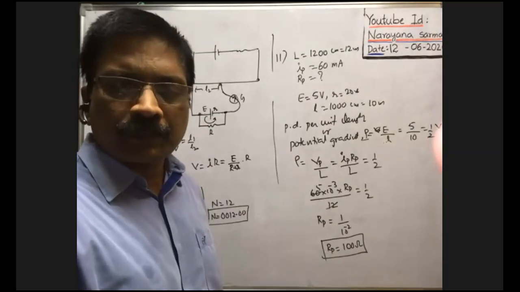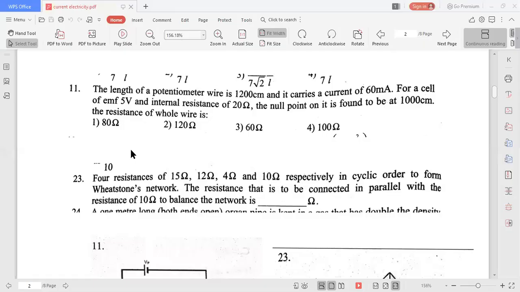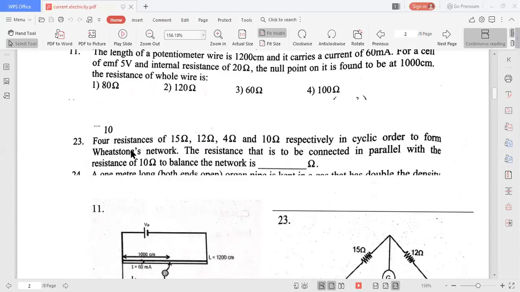Okay. Next, we see the 23rd problem. All of you see the 23rd problem.